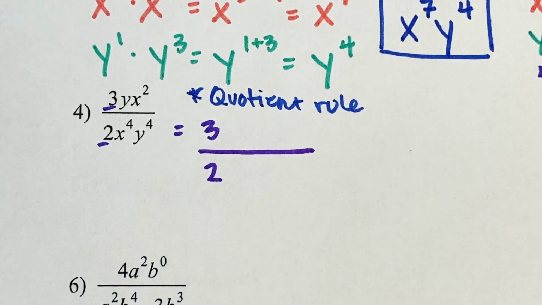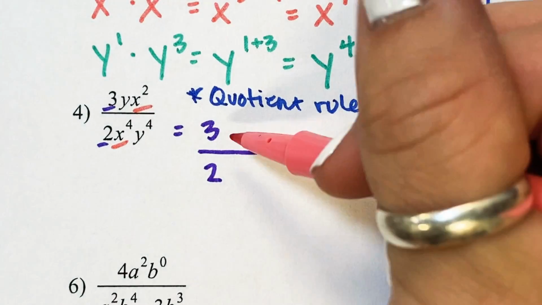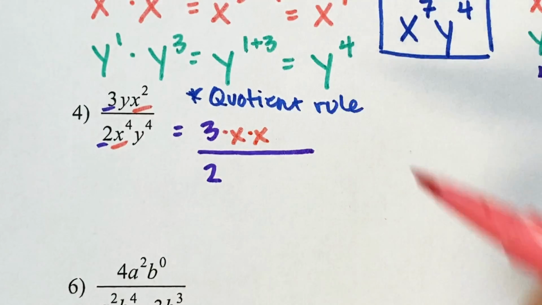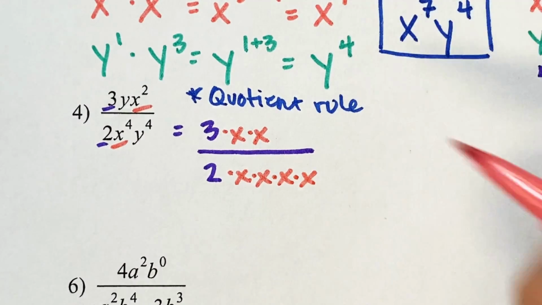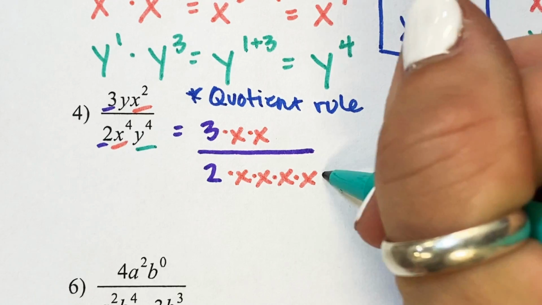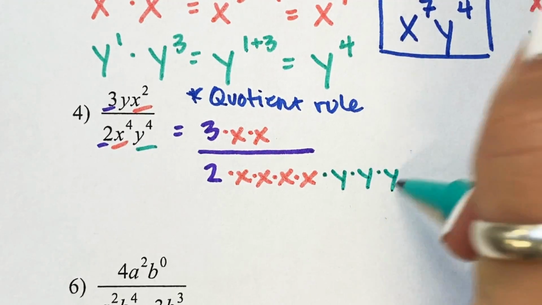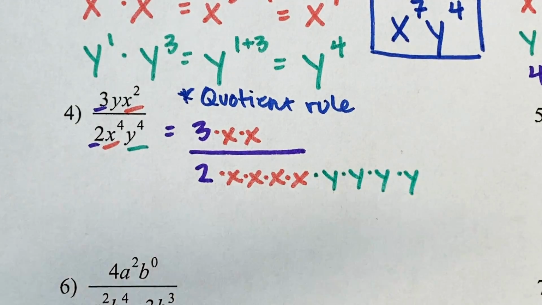Now let's do our y's. Nope, x's, excuse me. Let's do our x's next. So I have 2 x's on top, x squared. I have 4 x's on bottom, x to the 4th. Now let's do our y's. I have another 4 y's on bottom. I'm definitely going to need to extend this fraction bar out.